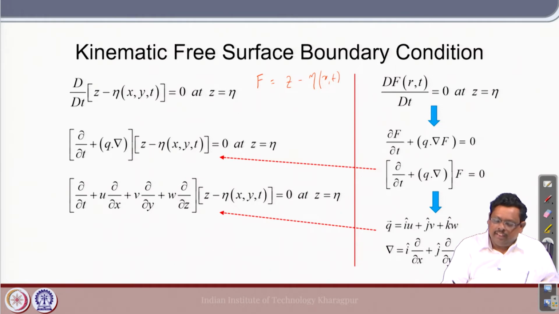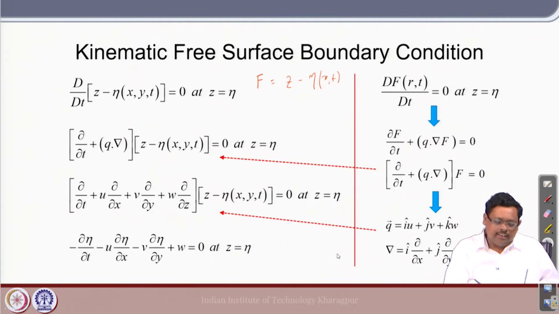I just change that q dot grad: q equal to u i plus j v plus w k, and I call grad equal to ∂/∂x plus ∂/∂y plus ∂/∂z, and if I do the dot product it should be u ∂/∂x plus v ∂/∂y plus w ∂/∂z. Now, I just do the operation.